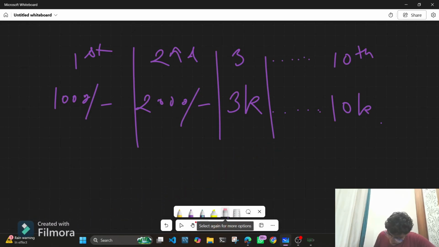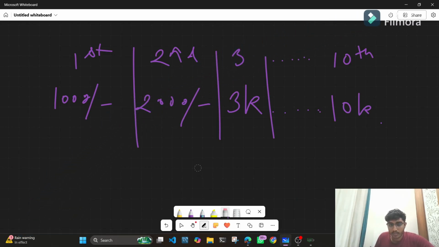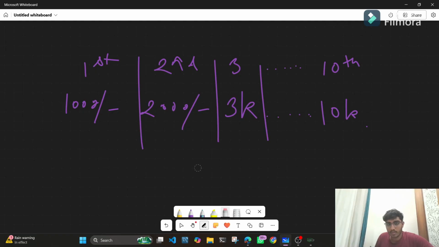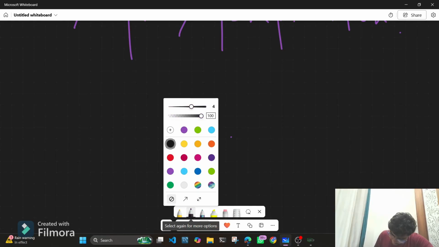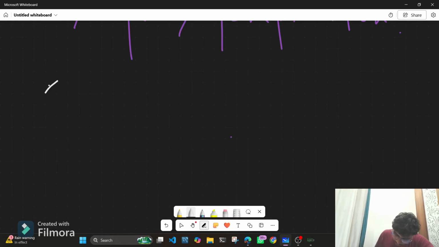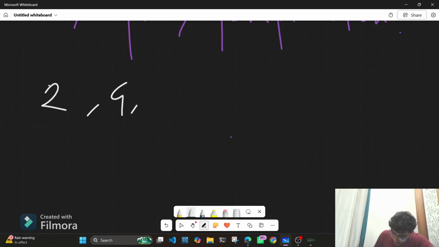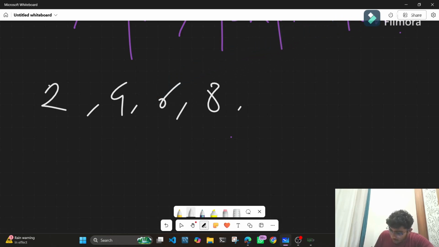So in this example, let's take an example of even numbers. Let's say I have 2, 4, 6, 8, 10. So I just want even numbers between 0 and 10. Okay, so I'll have these many numbers.